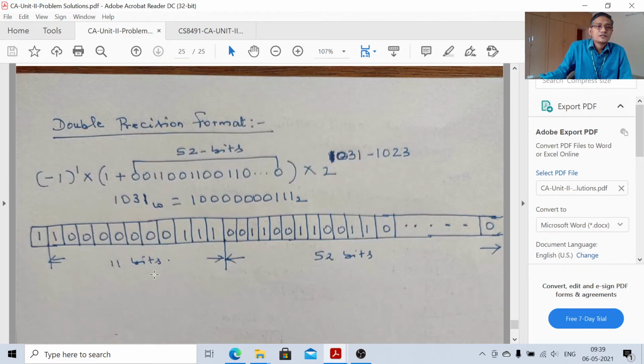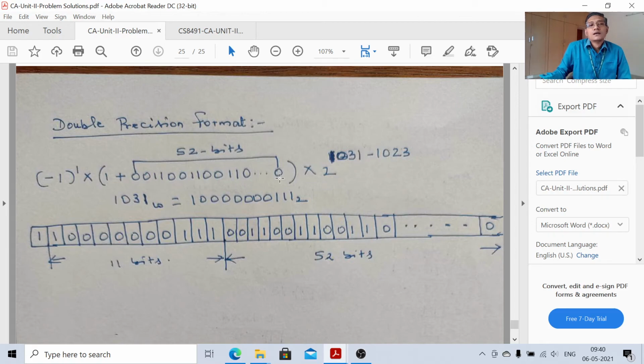Now, what is the double precision format? Only a simple variation is there. In the double precision format, 52 bits are allocated for the fraction part and 11 bits are allocated for the exponent part. That is a change, and the bias for the double precision format is 1023. So same thing, minus 1 to the power 1 into 1 plus the fraction bits. That fraction we need to represent in 52 bits. Because we cannot accommodate more bits on this page, we have given a dotted notation here, which means we need to represent 52 bits in total.